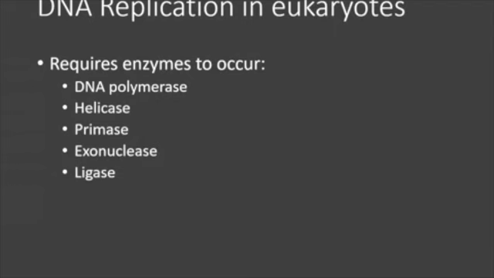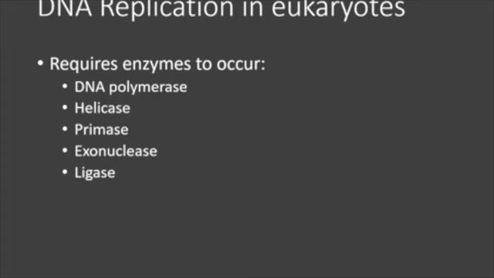Now, DNA replication, like most if not all chemical reactions in the human body, requires enzymes in order to occur. Some of the enzymes required for DNA replication in eukaryotes include DNA polymerase, helicase, primase, exonuclease, and ligase. The nice thing about enzymes is, first of all, you notice that they all end in the letters ASE, so that's a good hint that these are enzymes. And the names of the enzymes also kind of tell you what they do.